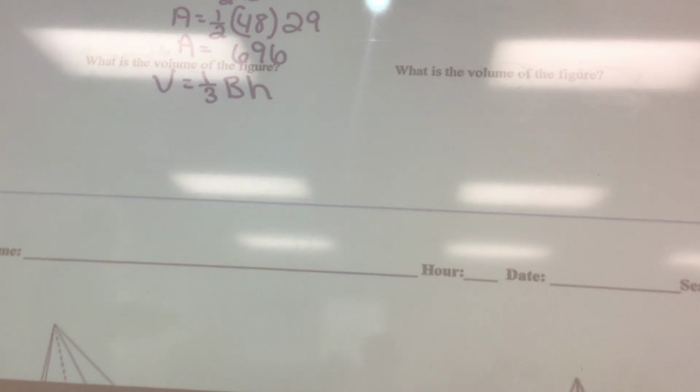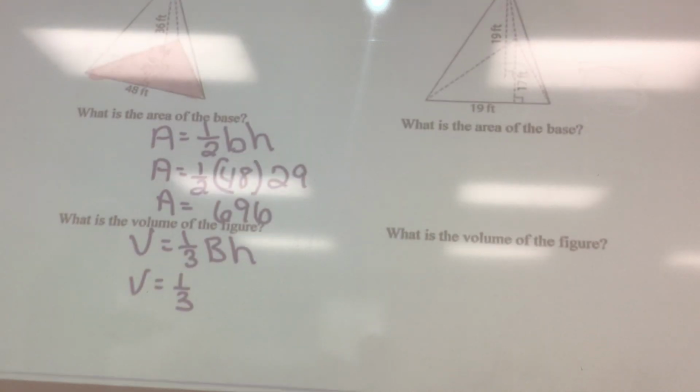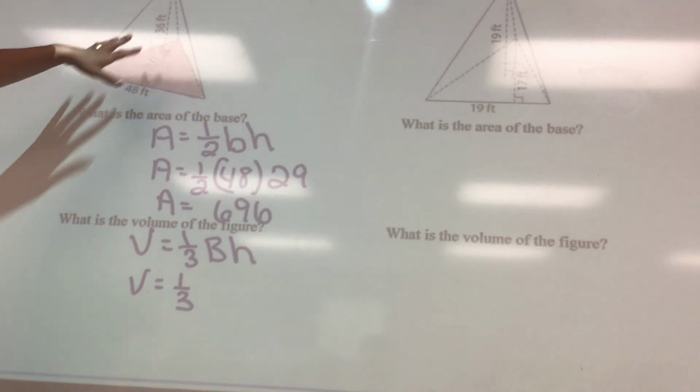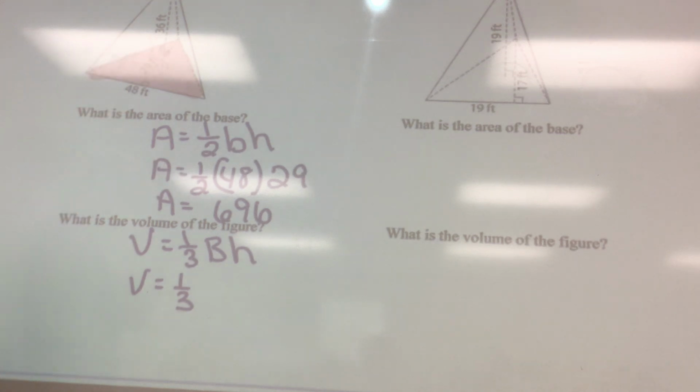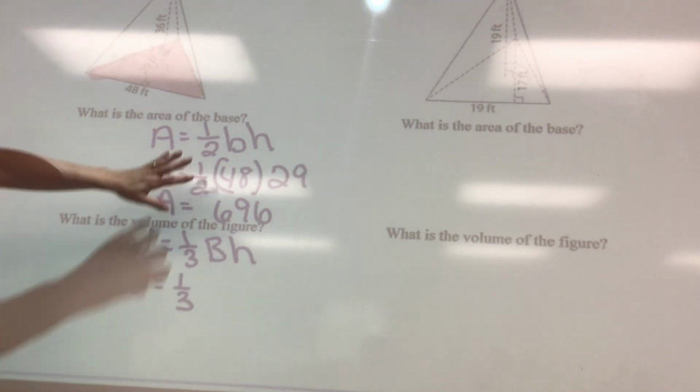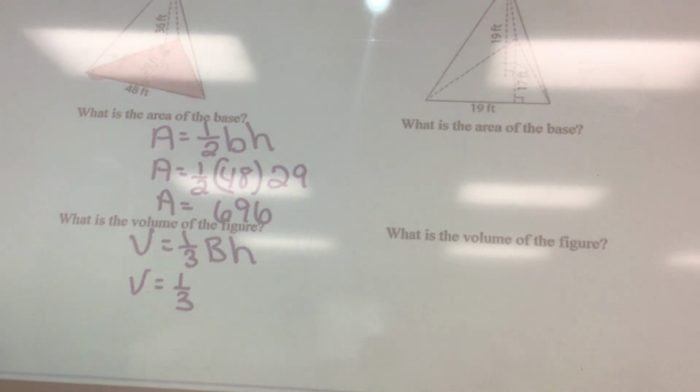All right, so it says, what is the volume of the figure? So V equals 1/3. Capital B stands for what? Area of the base. And what is the area of the base? The 36, the 29, the 48? 696. Well, that doesn't even come from the picture. Where did you come up with that? Oh, we already figured that one out.